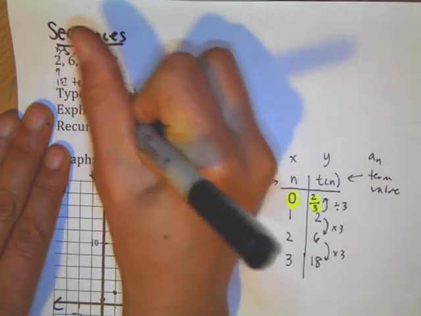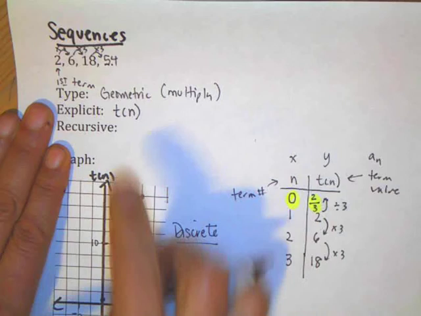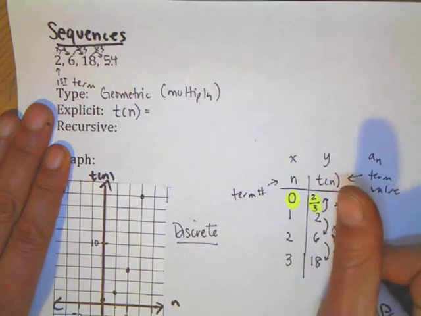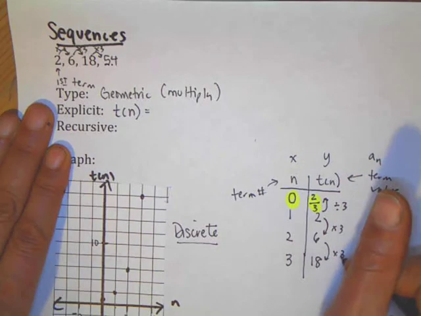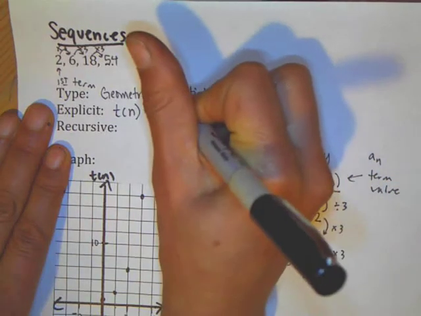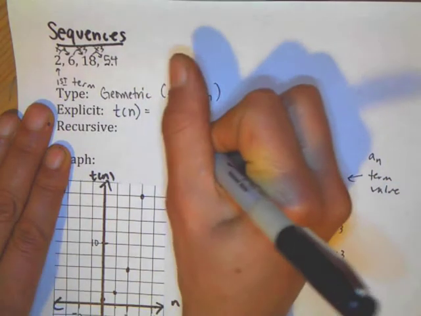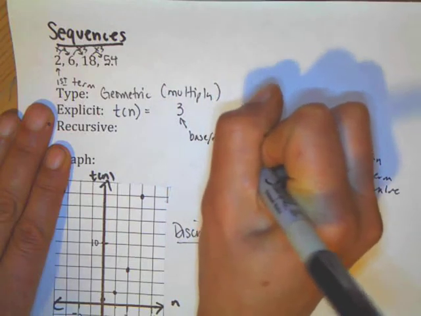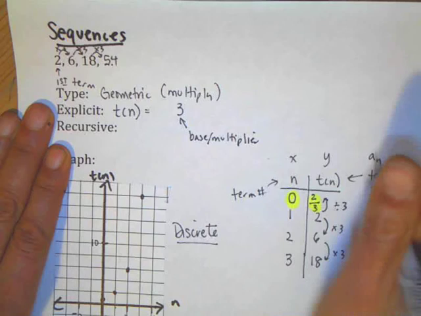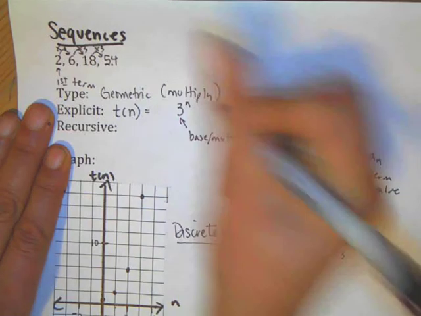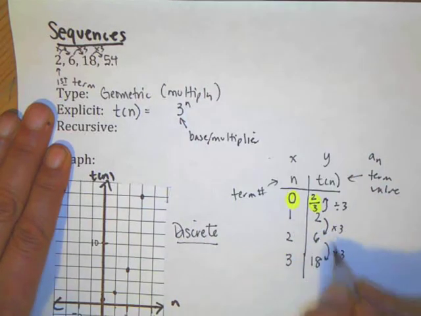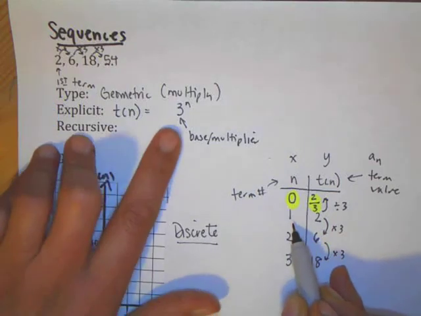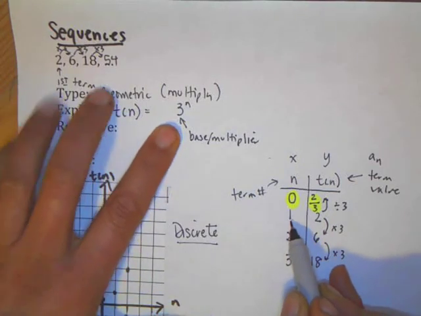So to find the explicit equation, we're going to find the t of n, and we have this base. We're always taking something and multiplying by 3, multiplying by 3, multiplying by 3. So we're going to start with this 3. This is our base, our multiplier. And we're raising it to a power each time: to the first power, to the second power, to the third power.